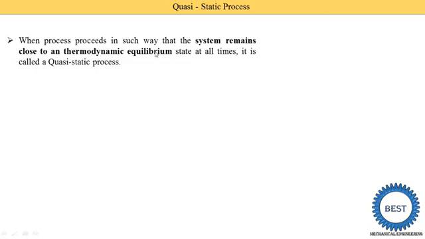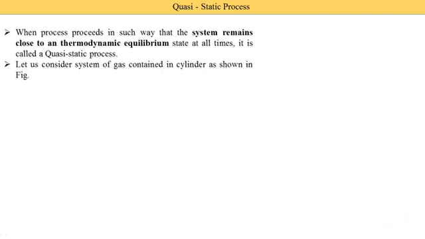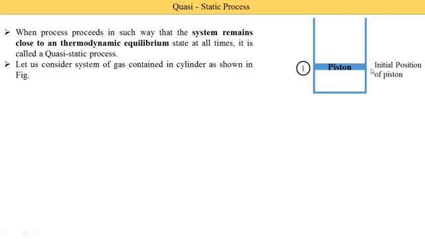So when the system is in equilibrium state at all times, it is called a quasi-static process. Now let us consider a system of gas contained in a cylinder as shown in this figure. First I explain the non-quasi-static process, then we move towards the quasi-static process. By using this figure, here you see this is the cylinder. Inside the cylinder the piston reciprocates due to the pressure of the gas. This is the initial condition of the piston, and we give the number 1 to this initial position of the piston. Inside this cylinder piston arrangement some gas is filled.